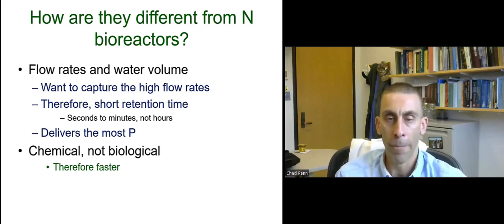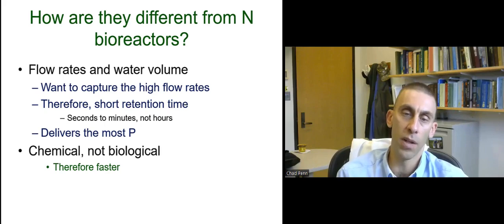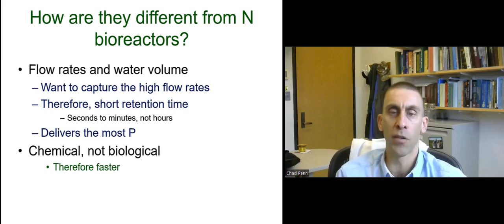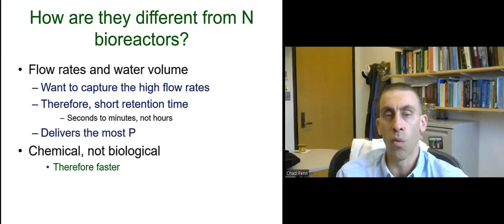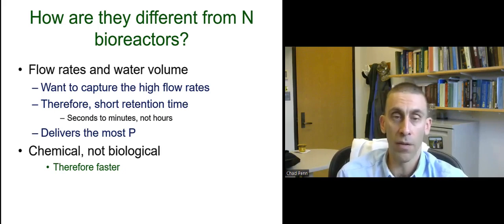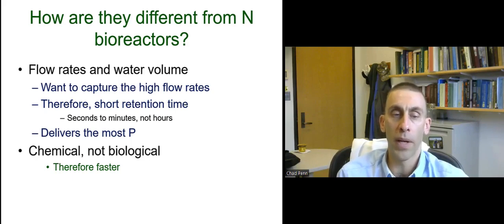nitrogen bioreactor. Your nitrogen bioreactor works through biological processes. It requires a very, very long time, but as a result, it can't handle a very high flow rate either. In this case with phosphorus, we've got to be able to handle high flow rates or it's going to be fairly useless. The reason why we can get by designing these to handle high flow rates and short retention time is because these remove phosphorus by chemical processes, not biological.